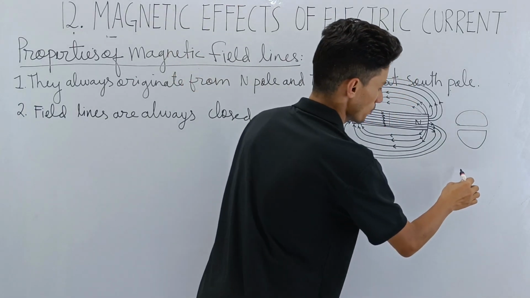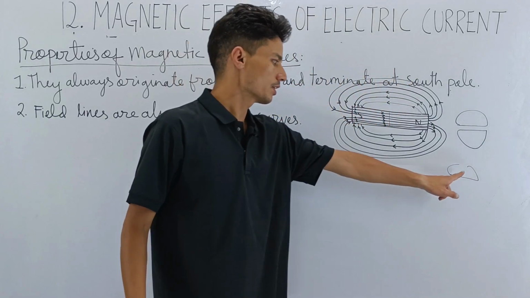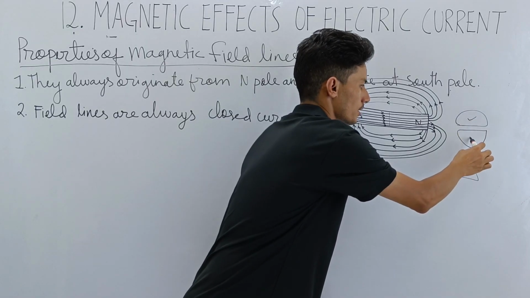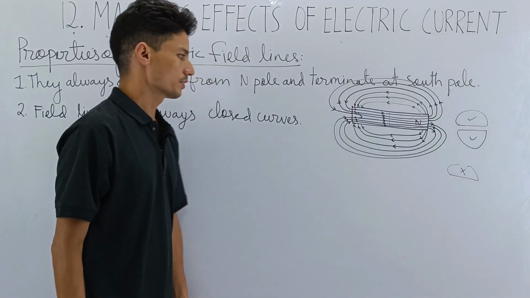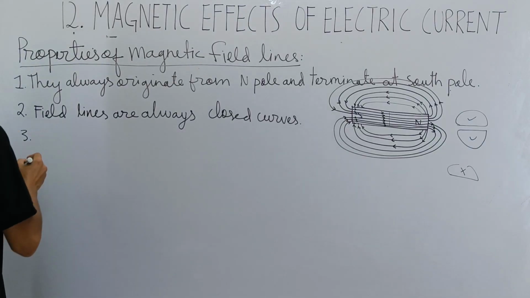They are not open. If it were open, the curves would stop somewhere. So they are never like this; rather, they are like this. So they are all closed curves. Okay, then point number 3. What is point number 3?